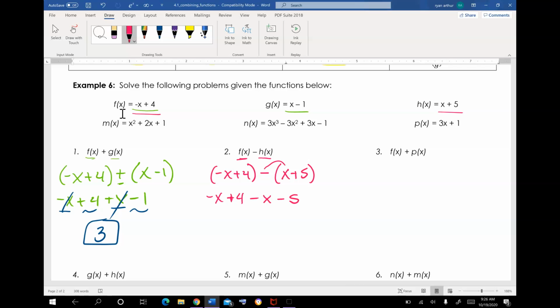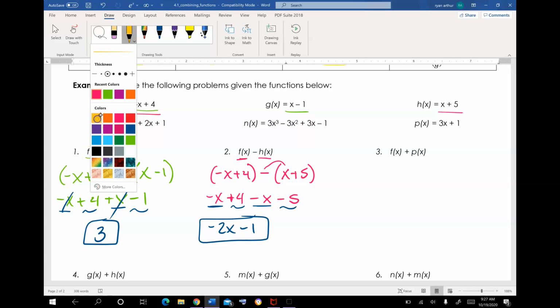Some of you might see it, but some of you would only change that x to a negative, and you really would have to change the 5 sign too, okay? So now we're going to combine like terms. Negative x and negative x, that's negative 2x, and then positive 4 minus 5 is minus 1, and that is your answer, okay? All right, number 3.